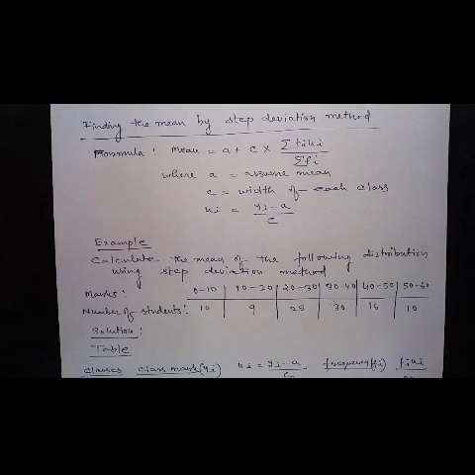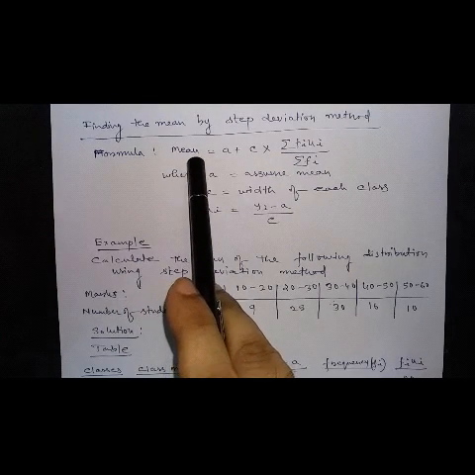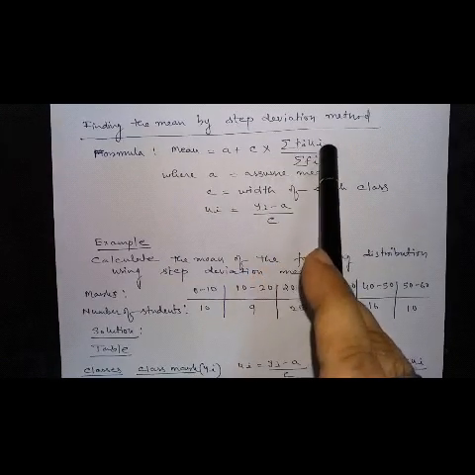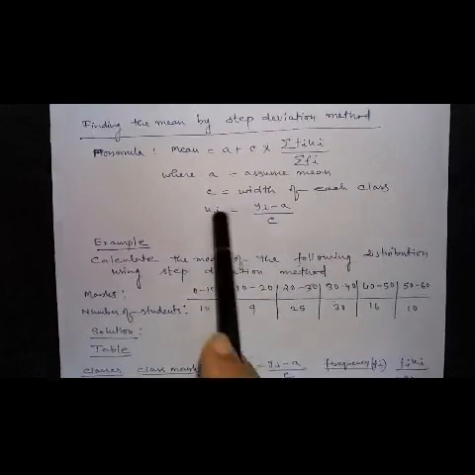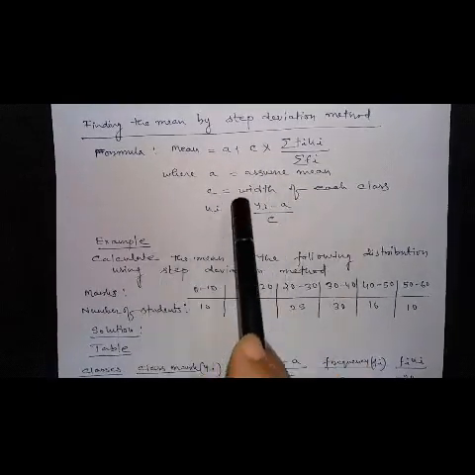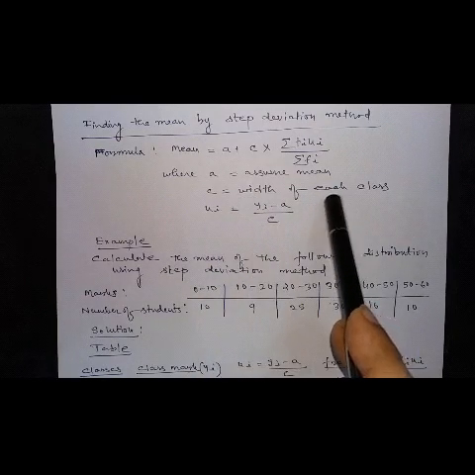Hello students, in this video we are going to see how to find out the mean by the step deviation method. So here is the formula for finding the mean by step deviation method, that is a plus c into summation fi ui by summation fi, where a is the assumed mean as we have seen in the assumed mean method, c is equal to the width of each class.